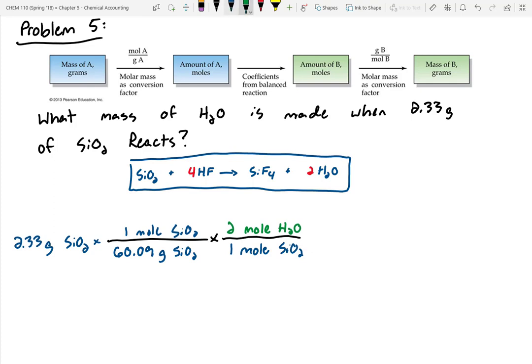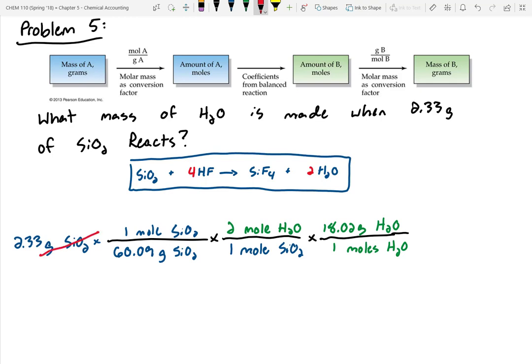All right, now that we've got that, we need to convert from moles of water to grams of water. So I'm going to put moles of water down on the bottom, and we need grams of water on the top. Now this looks like a molar mass conversion, right? We need to find the relationship of grams of water for every mole. And we did that previously as well. We said for every 1 mole of water, there's 18.02 grams of water.